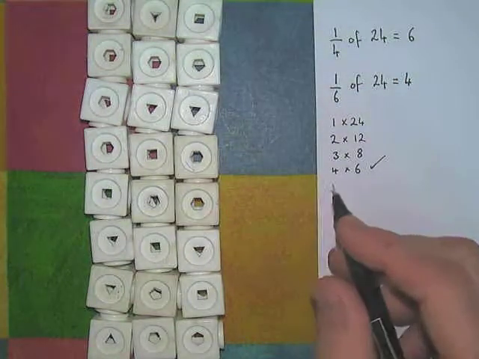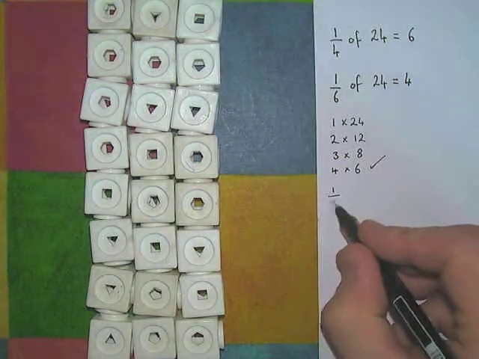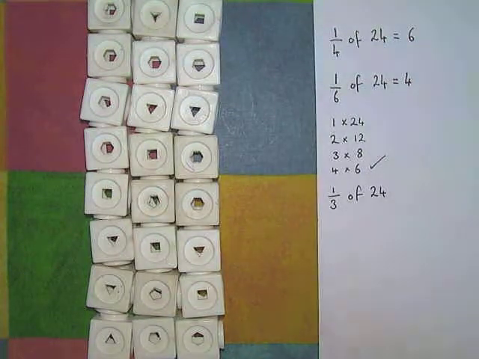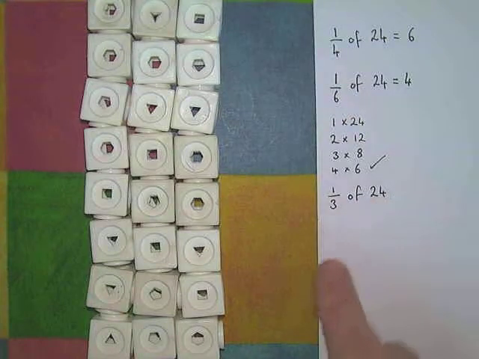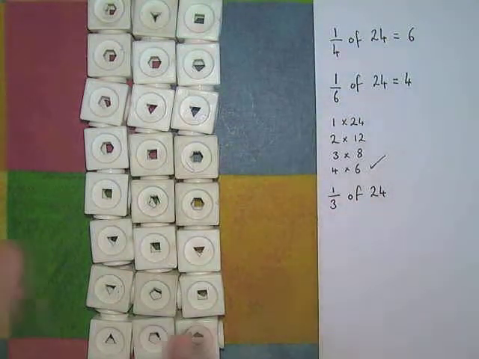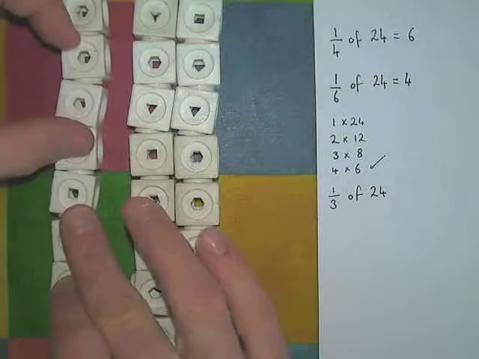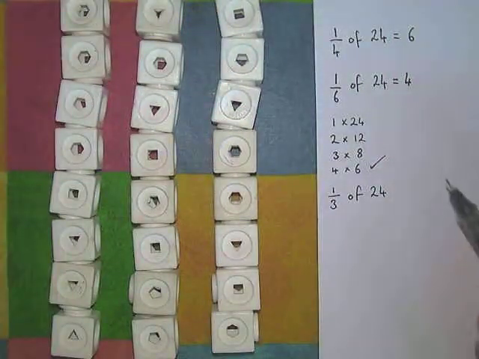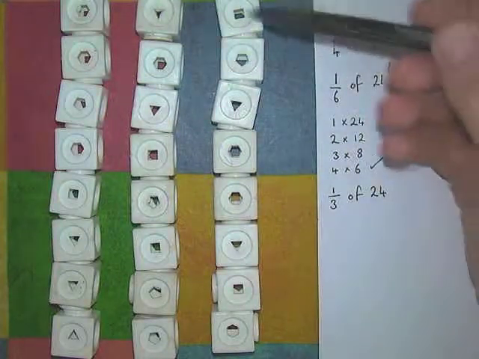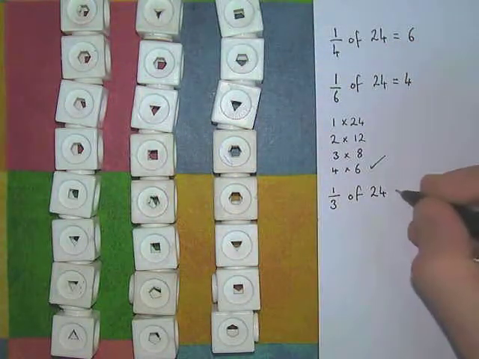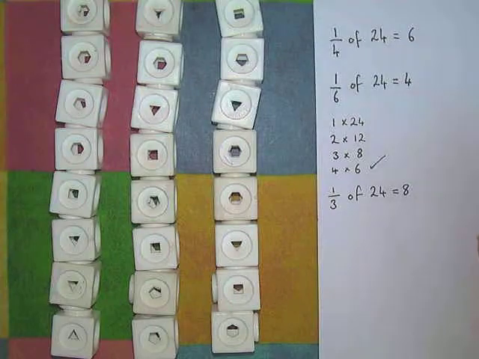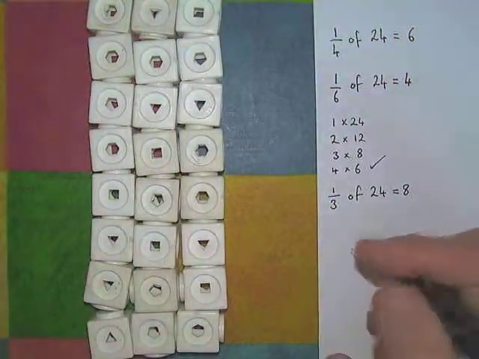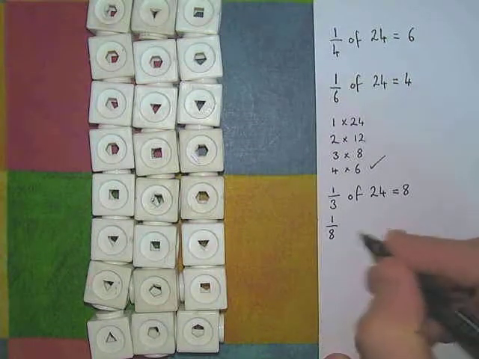Now we can use that to find out 1/3 of 24. 1/3 of 24 is 24 divided into 3. And this rectangle, you can see, lets us split it into 3 very easily. And 1/3 of 24 is 8. And we can do it the other way. We can find 1/8 of 24.